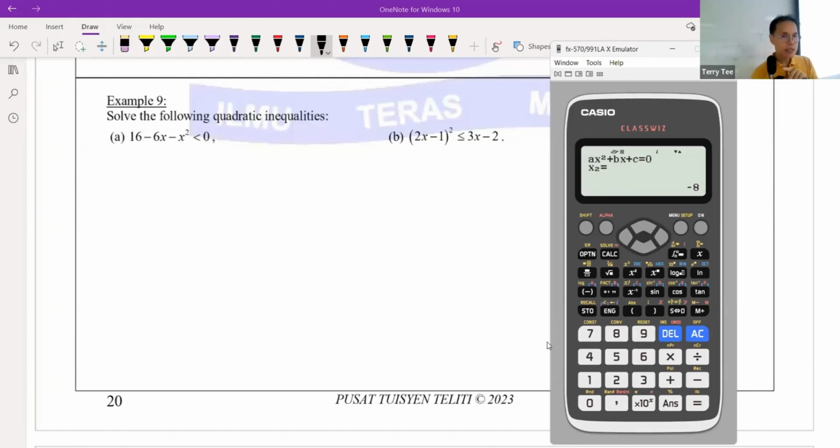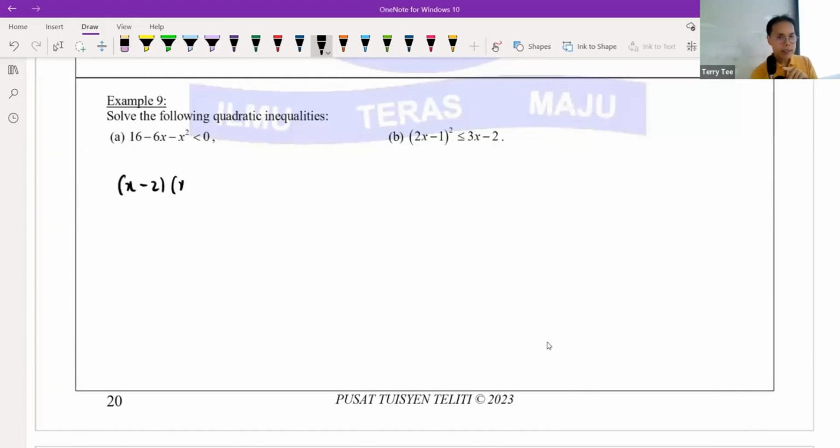So then they put x minus 2, x plus 8 less than 0. Then they sketch a graph, and they put the -8 and 2. This is wrong. You know why it is wrong? Number 1, if you expand this, you're not getting the same thing. This is negative. Number 2, by right, if this is negative, the graph that you're supposed to sketch is a maximum graph. So if less than 0, you should be shading the region below, not the region above.